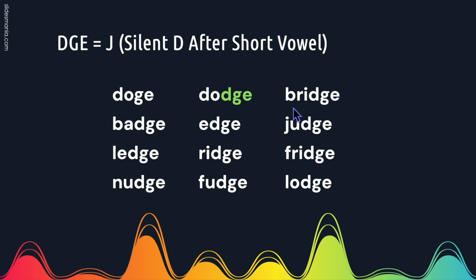Dodge, bridge, badge, edge, judge. Notice all these words have short vowel sounds because the D acts as a shield to protect the GE from the short vowel sound. Ledge, ridge, fridge, nudge, fudge. Fudge is a type of chocolate dessert. Lodge.